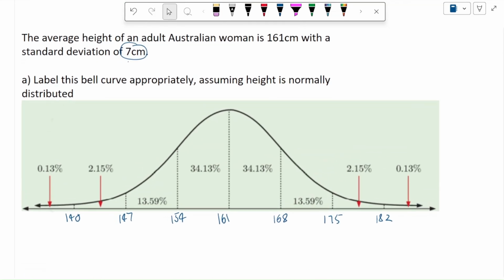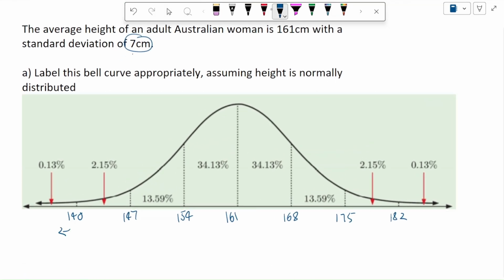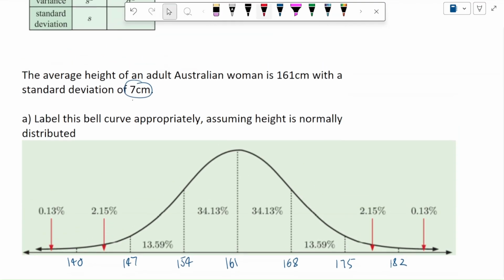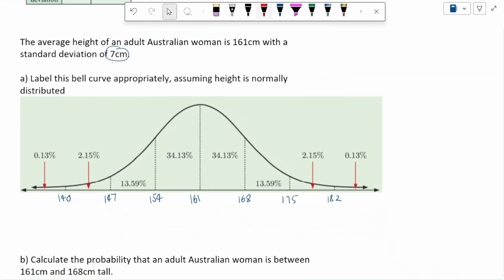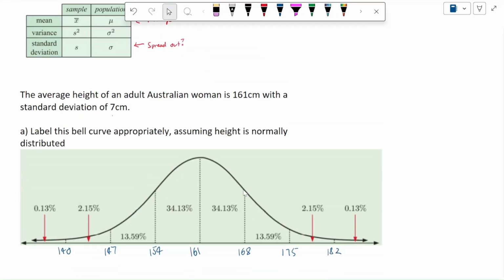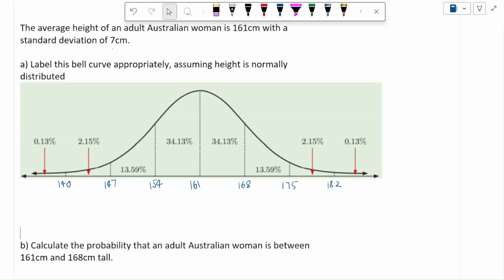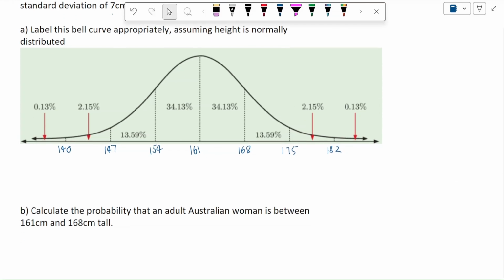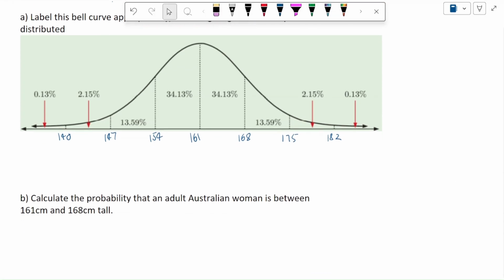So you can sort of imagine for people to be less than 140 centimeters, that's going to be quite unlikely if you're an adult Australian woman. And then to be taller than 182 again is quite unlikely. And you can imagine that most people are sort of in this range, 154 to 168. In fact, that would be about 68% of people. So calculate the probability that they're between 161 and 168. So we can read it off as 34.13%.